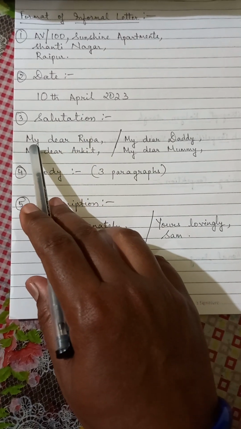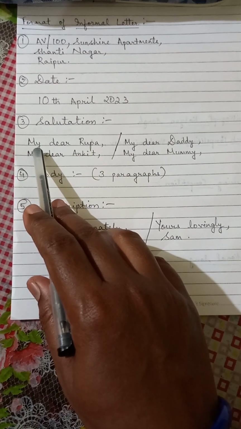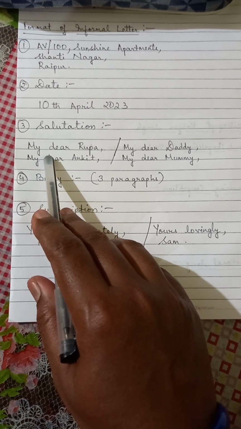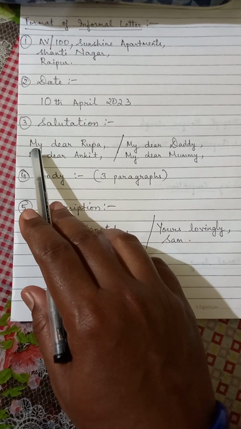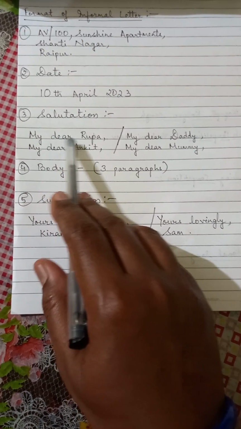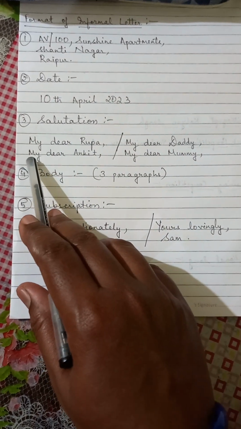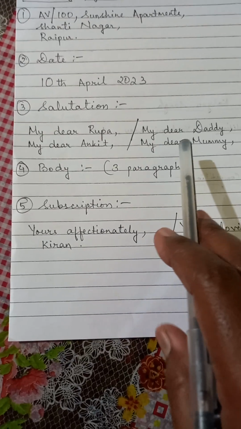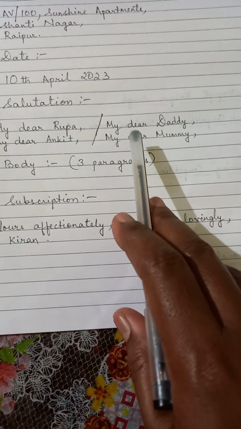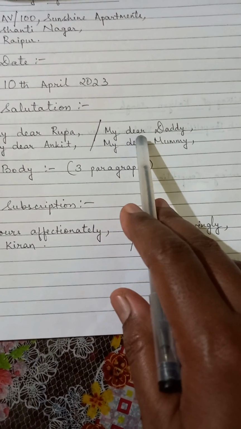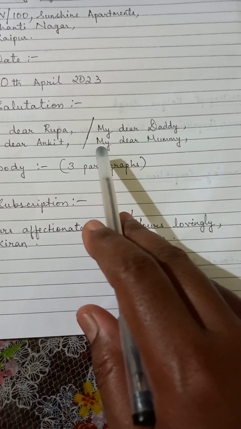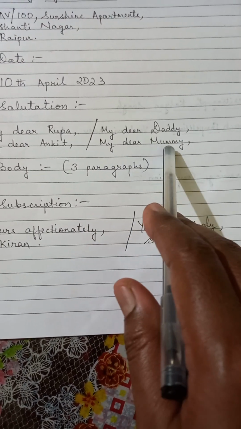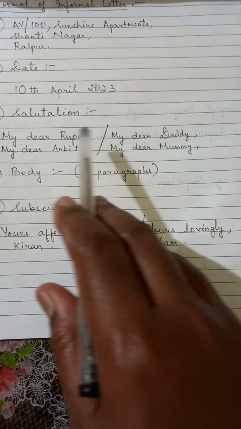As you can see here, if we have to address our friends or brothers and sisters, then we have to write My dear Rupa or My dear Ankit. But if we have to write the letter to our parents, we have to write My dear daddy or My dear mummy. Now there is a little difference here.